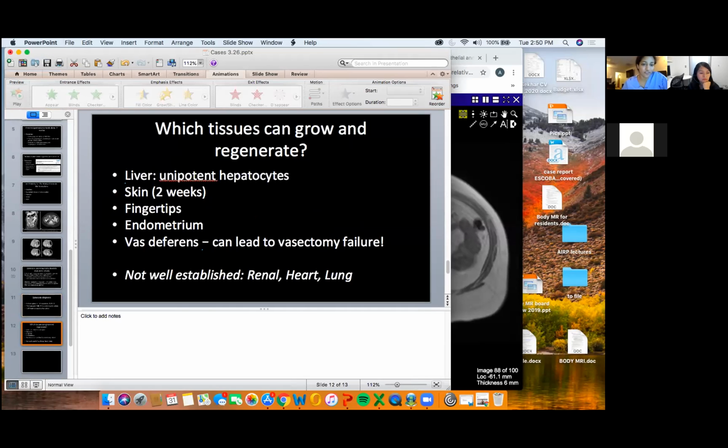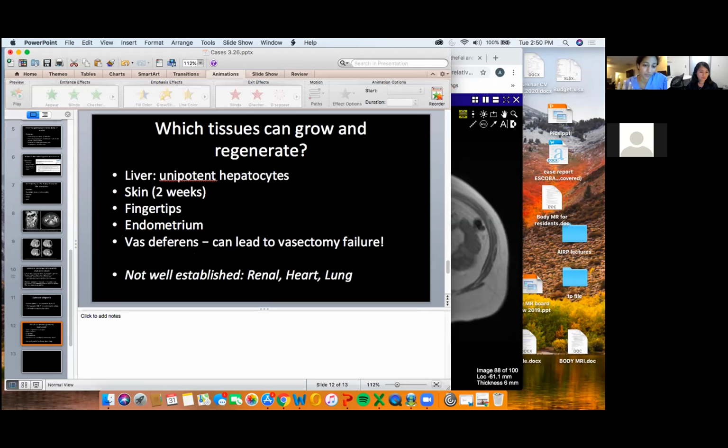And then a final point about tissues growing and regenerating. So the liver has unipotent hepatocytes. Even if you only need about 25% of your liver to survive, if you do a hepatectomy and you have this remnant liver left, it can strongly regenerate because the hepatocytes can dedifferentiate back into sort of stem cells that can regenerate. The skin only takes about 2 weeks to regenerate. You can actually regenerate fingertips. There were multiple cases: if you chop off your fingertip, it will actually regenerate. So that's hope for people cooking at home. The endometrium is the most avidly regenerating tissue in women. And then the vas deferens, even 5 centimeters long, can regenerate.